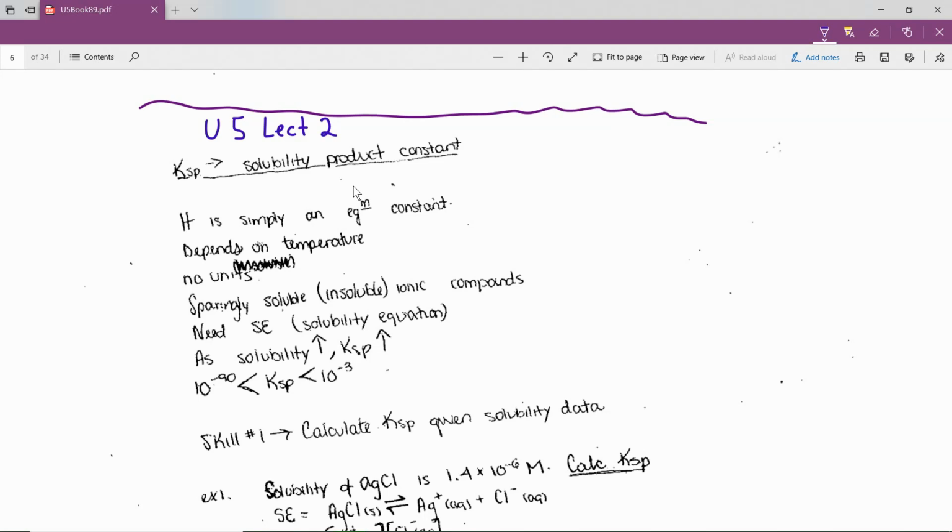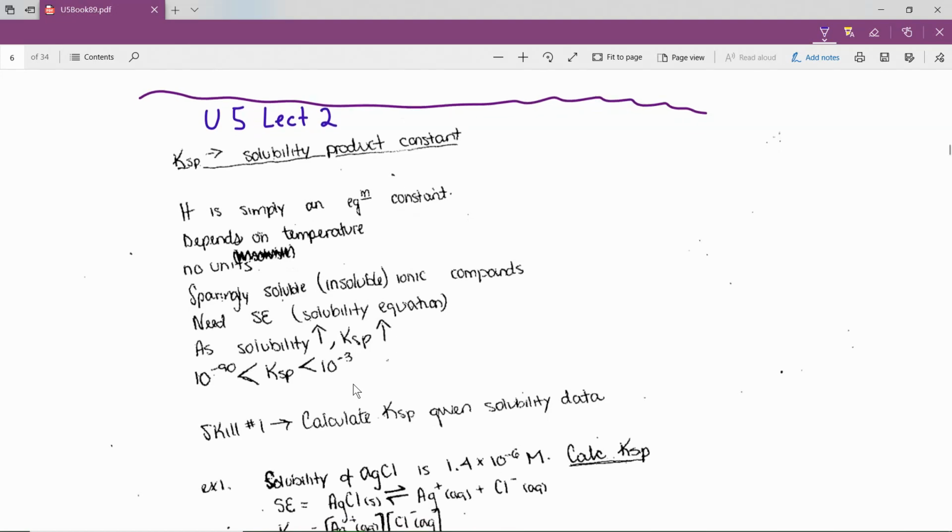KSPs are typically small numbers. Here I just wrote in 10 to the minus 90 to 10 to the minus 3. So those are typical values for KSP. You might think, oh, this is such small amounts, we don't really care about it. But small amounts of nasty chemicals in water can cause problems, just like various lead compounds. So you want to know how much can dissolve and how much of other chemicals is needed to remove some of the junky stuff that's in your water. So this is actually practical.